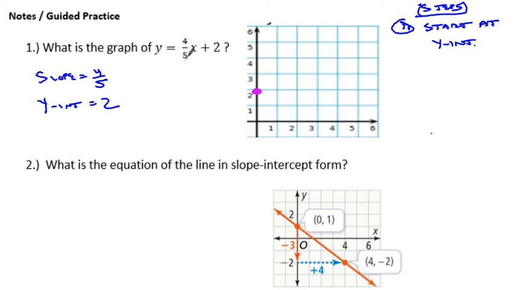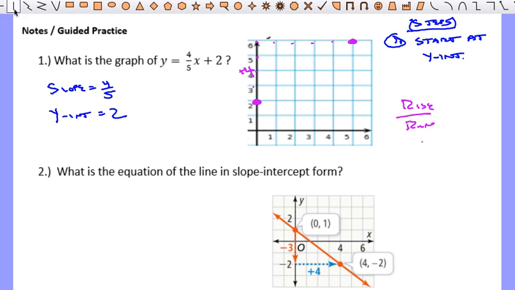Now from this point, I'm going to use my slope of 4/5 to find my next point. As we mentioned before, slope is rise over run, which means this number is how much we rise, and this number is how much we run. So because my rise is 4, I'm going to go up 1, 2, 3, 4. So I went up 4 on my rise. And then I'm going to run 1, 2, 3, 4, 5. And then there is my line.